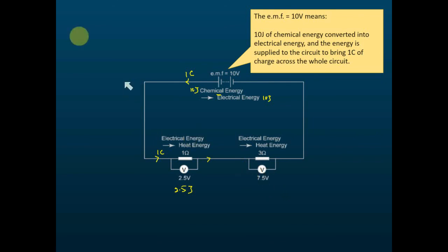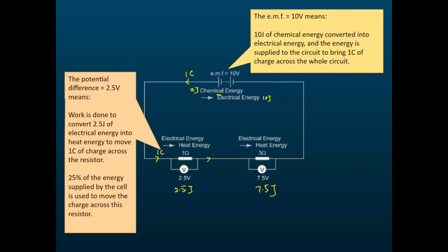Here, 7.5 volts means that we need to do 7.5 joules of work to move this 1 coulomb of charge from this point to this point. That is potential difference. So we say the potential difference 2.5 volts means that work is done to convert 2.5 joules of electrical energy into heat energy to move 1 coulomb of charge across the resistor.